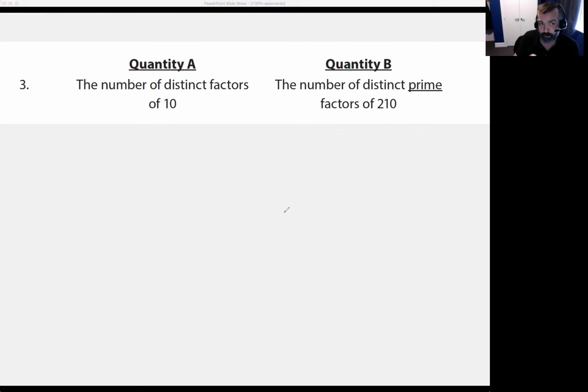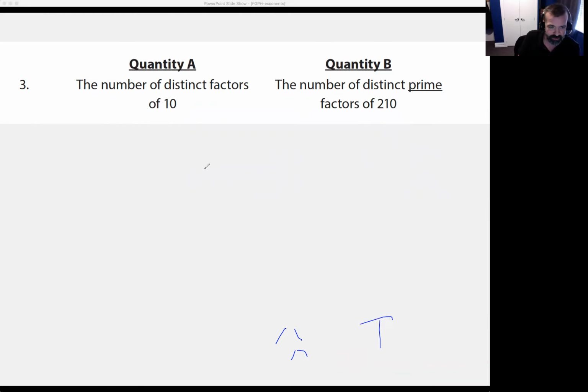What word popped up in one that didn't pop up in the other? All right, so distinct, but distinct prime. So we want to separate out the two skills. We've got our tree, but we've also got our T. So the tree or the T. On number 3, on the left side, quantity A, do I use the T or do I use the tree?